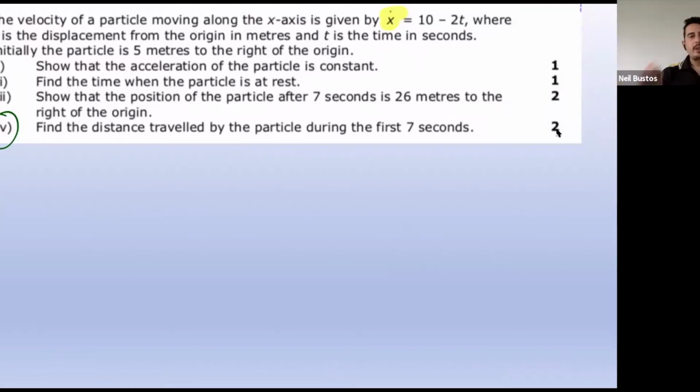All right, I'm going to be bored, so I'm going to do part 1, okay? So part 1, we need to find acceleration. What do we have an equation of? Displacement, velocity, or acceleration? Velocity. Velocity. So I just have to derive it once, don't I?